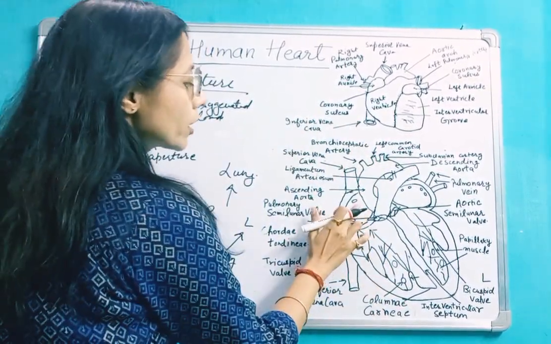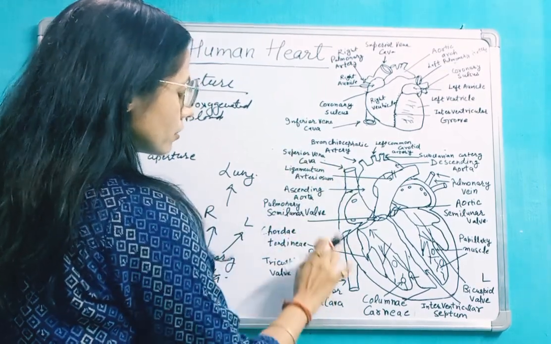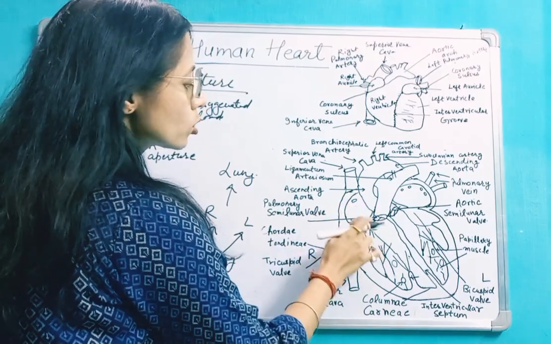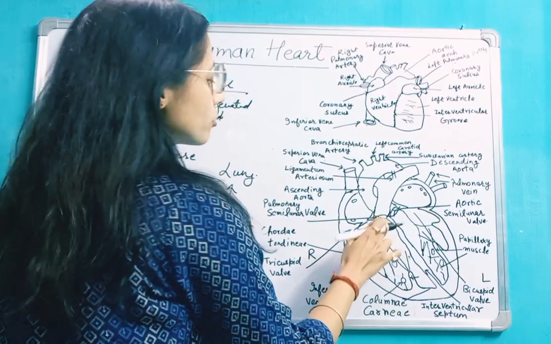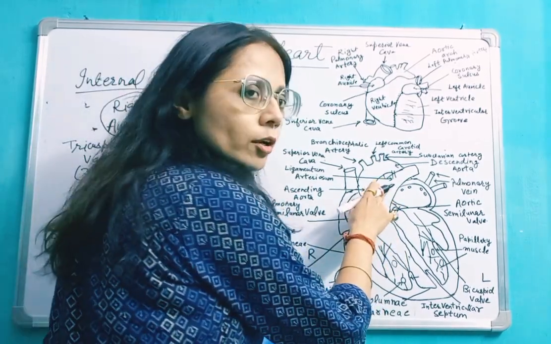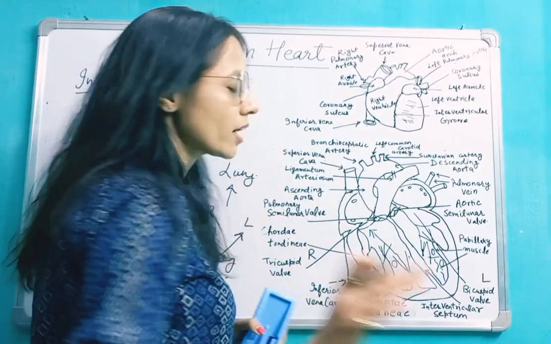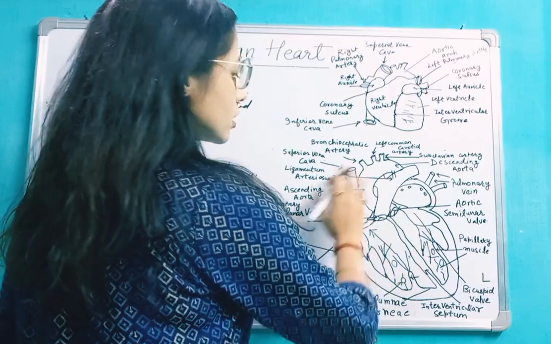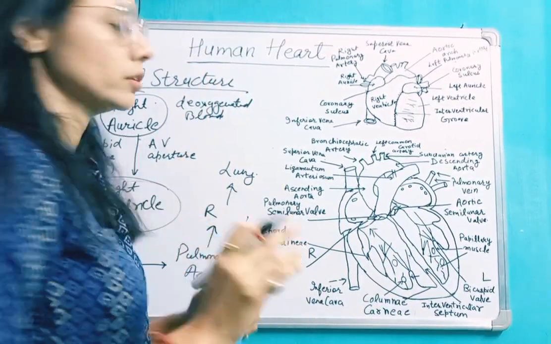कैसे है? ये हमारा ऑरिकल है, राइट ऑरिकल. It receives blood from superior vena cava, inferior vena cava and coronary sinus, and from here it goes by the tricuspid valves into your ventricle. From the ventricle it goes towards your pulmonary aorta. किसके लिए? लंग्स के लिए जा रहा है, lungs के पास जा रहा है ऑक्सीजनेशन होने के लिए. And so this is the circulation in the right auricle.